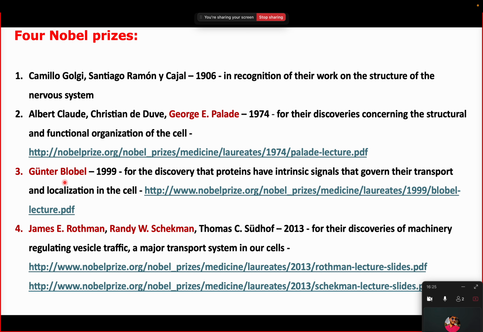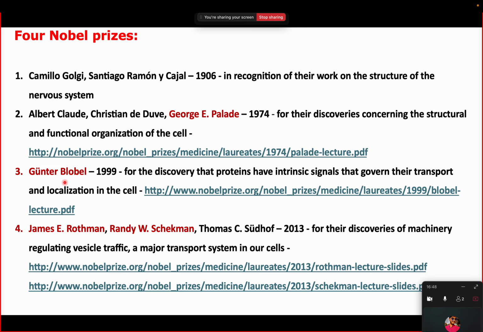Okay. Then Blobel got his Nobel Prize in 1999 for the discovery that proteins have intrinsic signals that govern their transport and localization in the cell. Okay. Then we have Schekman and Rothman, and they got their Nobel Prize in 2013 for their discovery of machinery regulating vesicle traffic, a major transport system in our cell.